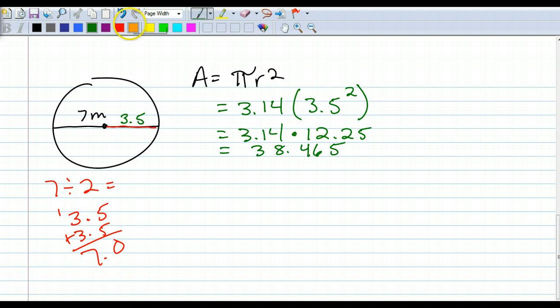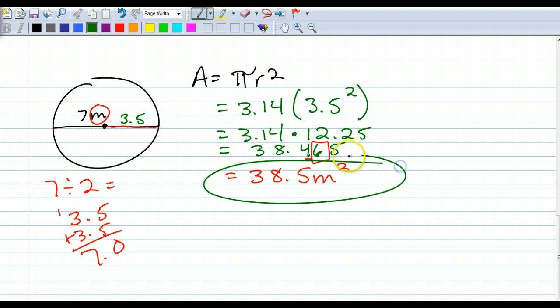38.465. And we want to round it to the nearest tenth, which is right here. So we look at the 6 to figure out what we're going to do with that 4. The 6 is 5 or higher, so that 4 is going to go up, 38.5. Look at what the labeling is. Meters squared. And that is our answer to the nearest tenth. All right, so when you get a diameter, just cut it in half and then square it.